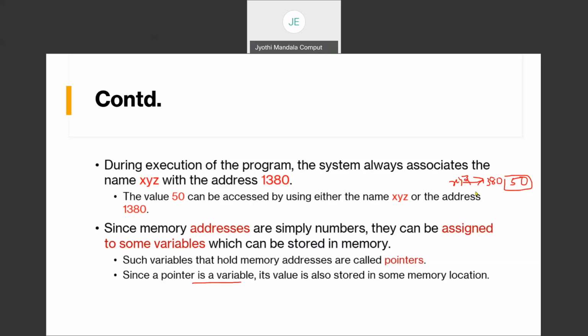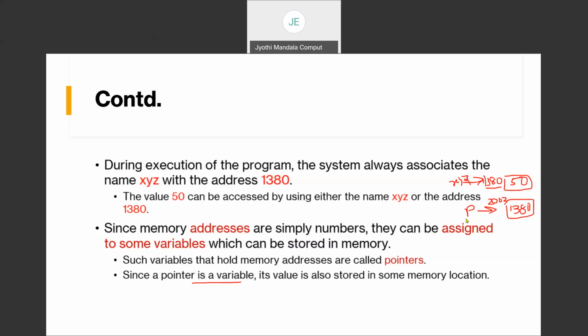Right, now by using XYZ, 50 will be accessed. If you want to use this memory 1380 also, then 1380 should be stored in a pointer variable. That means one more memory location will be allocated, and that will be holding the value 1380, and it will be pointed to by a variable. Let us call that variable P, and this P will also be given one address. Let us say some random address, I am giving 2002. That is what it is telling.